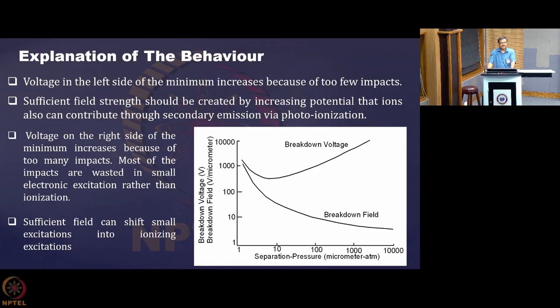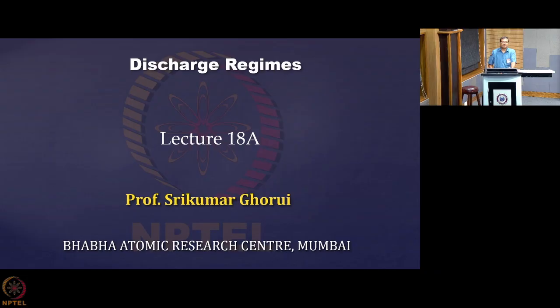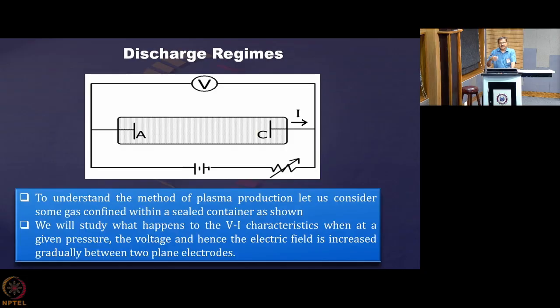Okay. So, this is the explanation of the Paschen breakdown curve, and what we do now is go to the different discharge regimes in plasma. Okay. So, this is a discharge tube in which I have one anode and one cathode. You know that the cathode basically emits the electrons and they reach the anode.